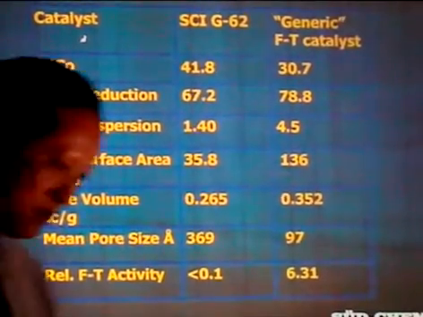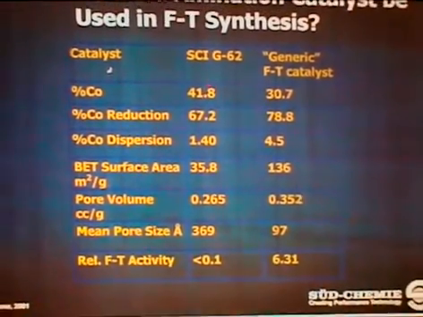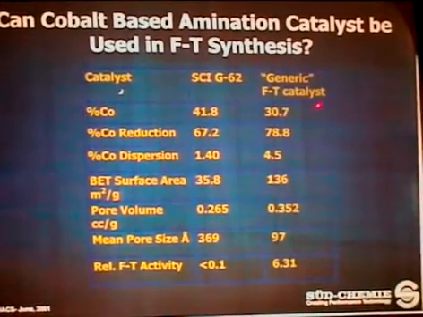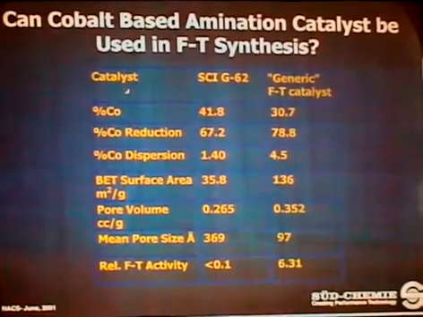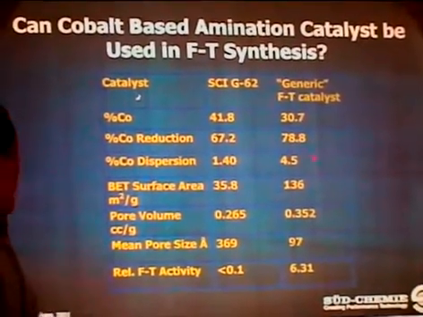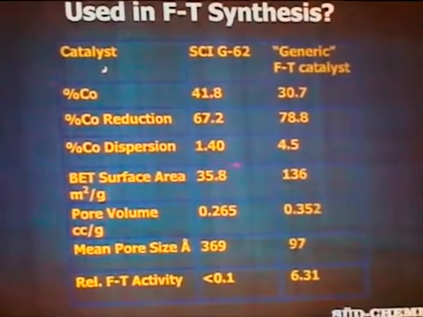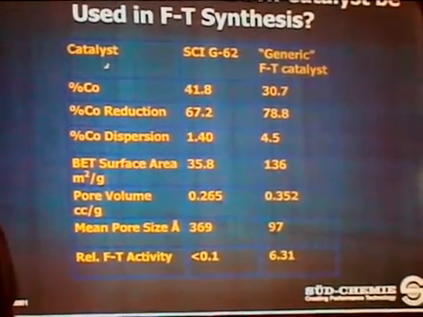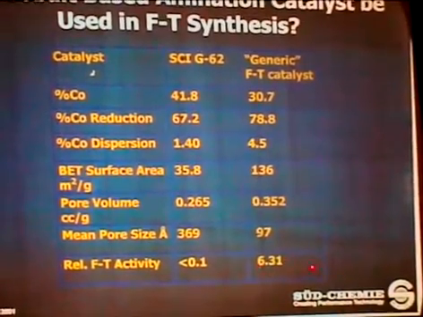The commercial catalyst for amination and hydrogenation has a cobalt level of 41%. The typical catalyst we want to use for Fischer-Tropsch is 20 to 30%. The cobalt reduction is a little bit lower at, say, a typical temperature of 350 degrees C, but not that bad. Cobalt dispersion is pretty low compared with the typical dispersion for Fischer-Tropsch catalyst, which we heard is 5 to 10%. The BET surface area is pretty low compared with a typical Fischer-Tropsch catalyst. The pore volume is low, and more remarkably, the pore size is very large compared with the typical Fischer-Tropsch catalyst.